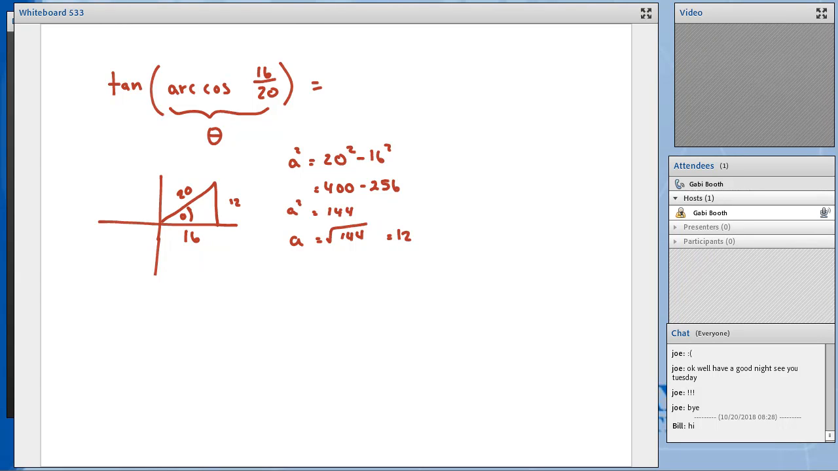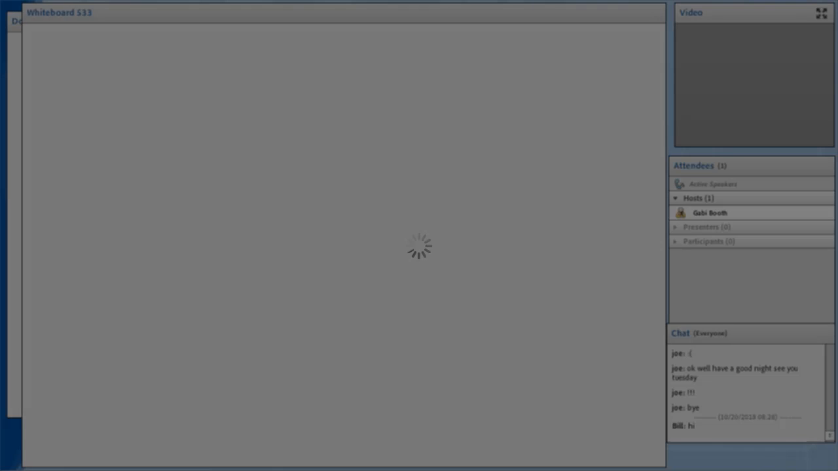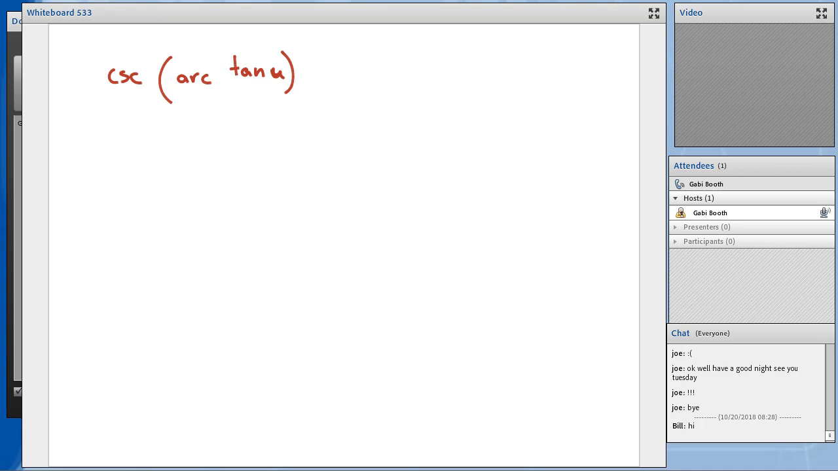So that means we find our tangent relationship, which is opposite 12 over adjacent 16. That can be reduced by 4, and we get 3 over 4. So again, make yourself a little sketch. The inverse cosine in this case always forms the angle relationship, and then you just find the tangent. Let me do one more problem here.